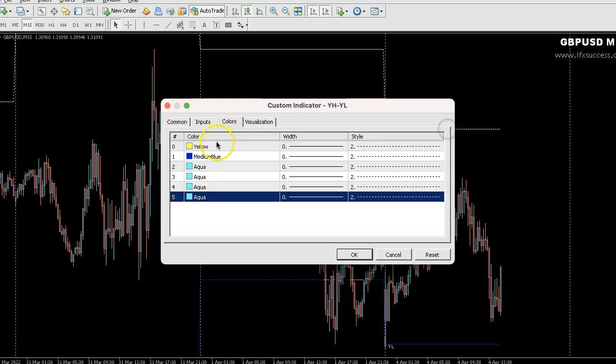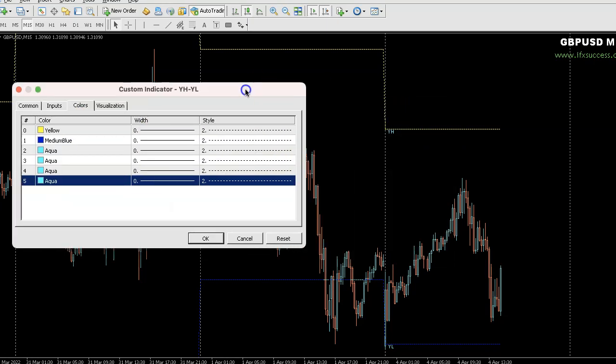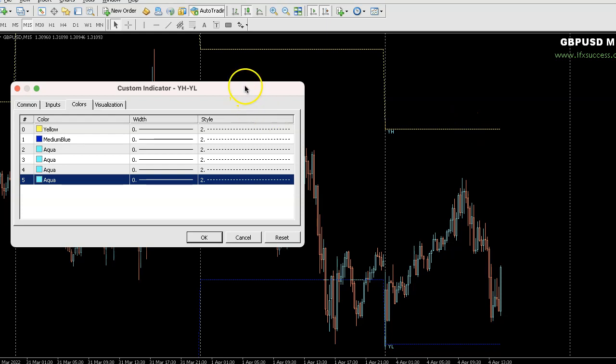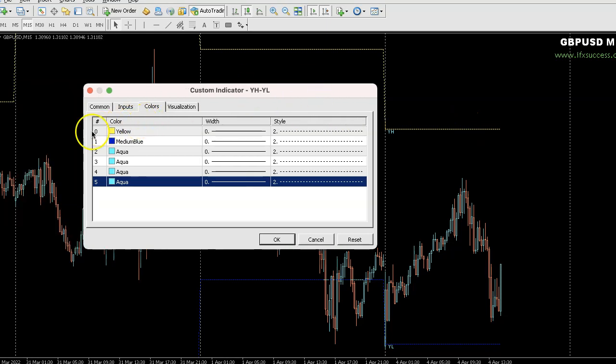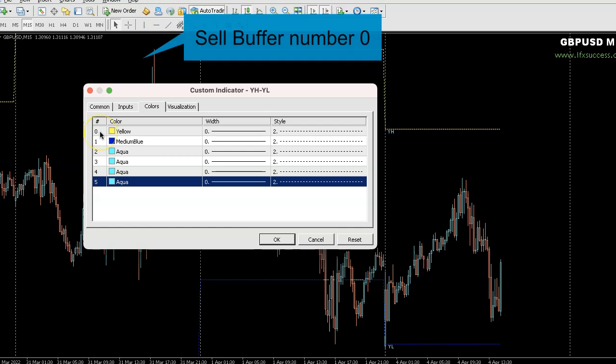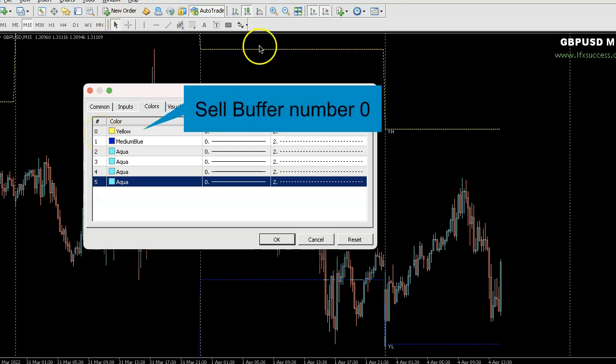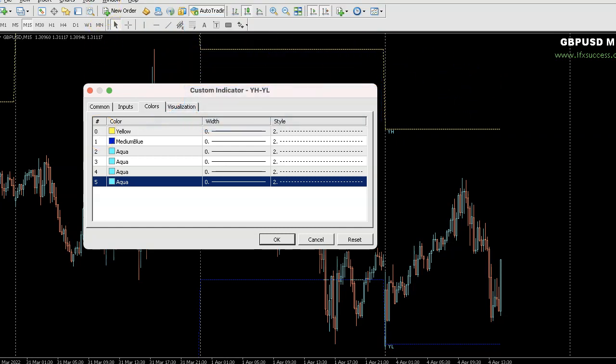So that means what? 0. If the price goes up above here, I know that we want it to sell. So this will be the sell buffer. Okay, just please keep this in mind. Since this is yellow, and this is my resistance, I want to sell when the price gets to here. So since this is yellow, this is 0. So on my sell buffer, I put 0.